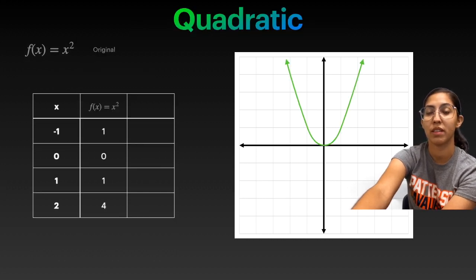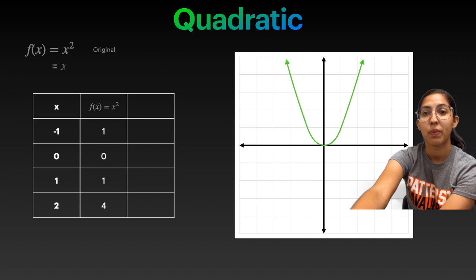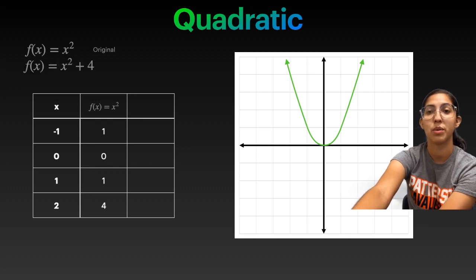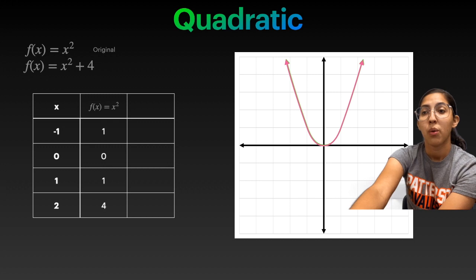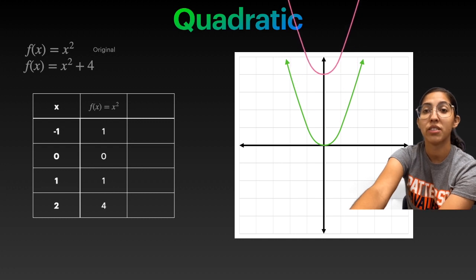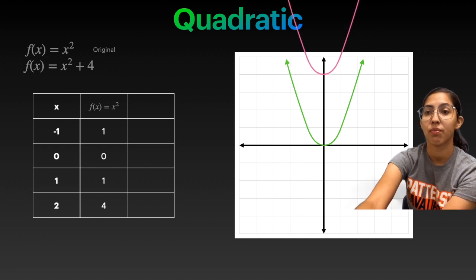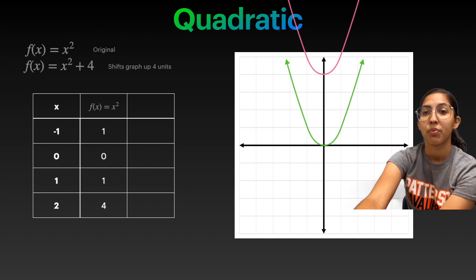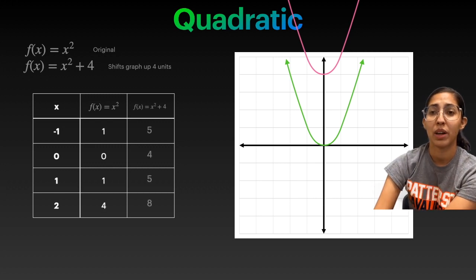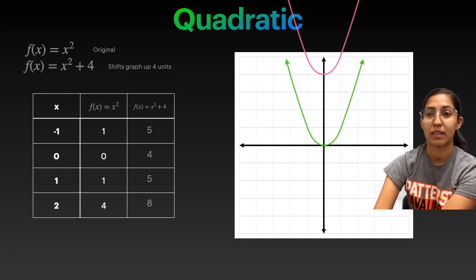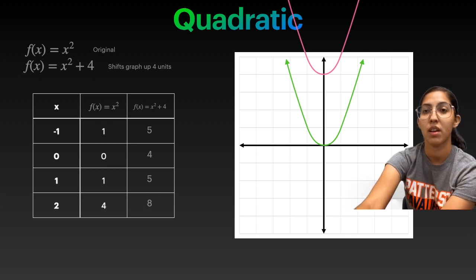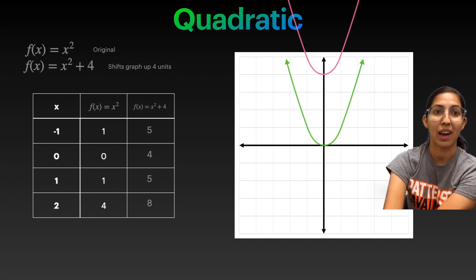Let's look at a quadratic, and this will actually be our last one for right now. Our parent function is f of x equals x squared. New is f of x equals x squared plus 4. We are just gonna shift this up 4 units. So it vertically shifted up 4 units. And our new y coordinates are 5, 4, 5, 8. Okay? And that is all you're doing. You're just explaining what happened.